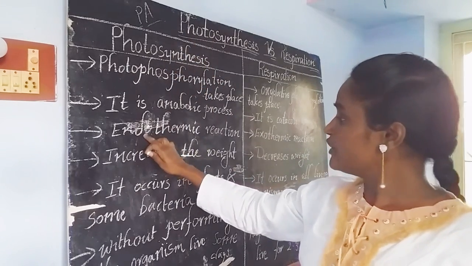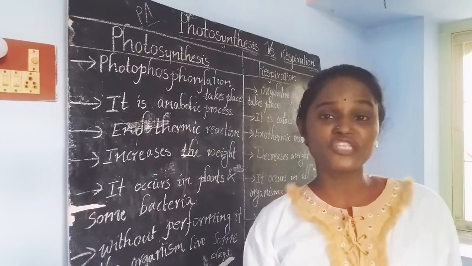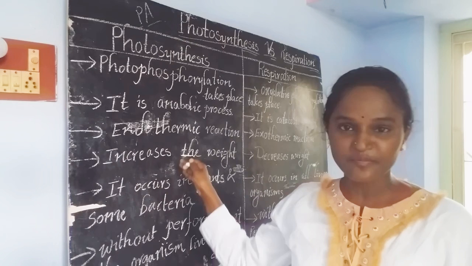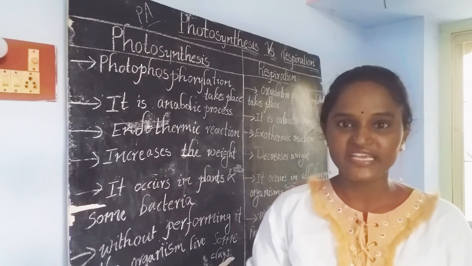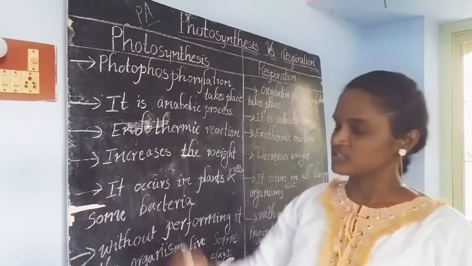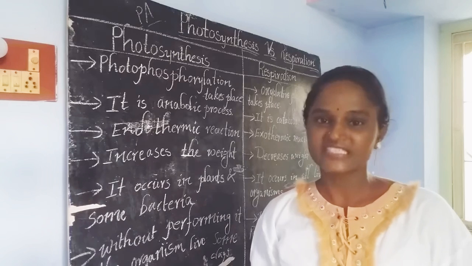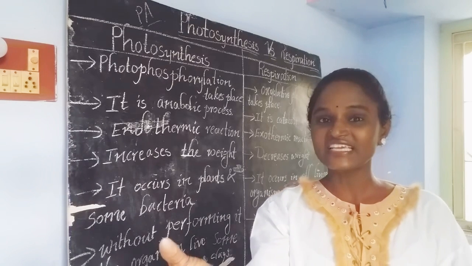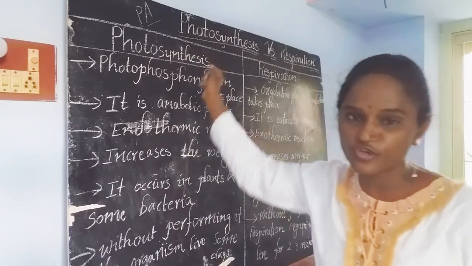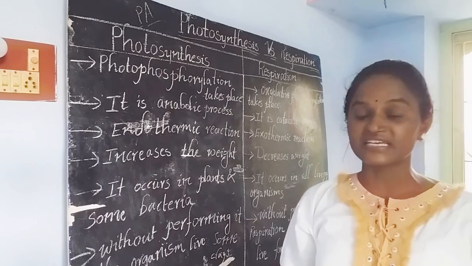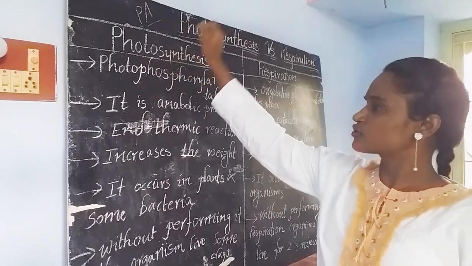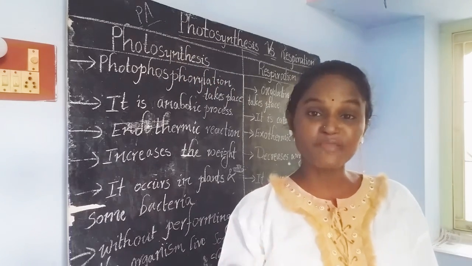Then, photosynthesis is an endothermic reaction. What is meant by endo? Endo means in, and thermic means temperature or heat. Endothermic reaction means photosynthesis takes place with the help of sunlight, receiving heat inside its body. As it is receiving heat into the body, we call photosynthesis an endothermic process.